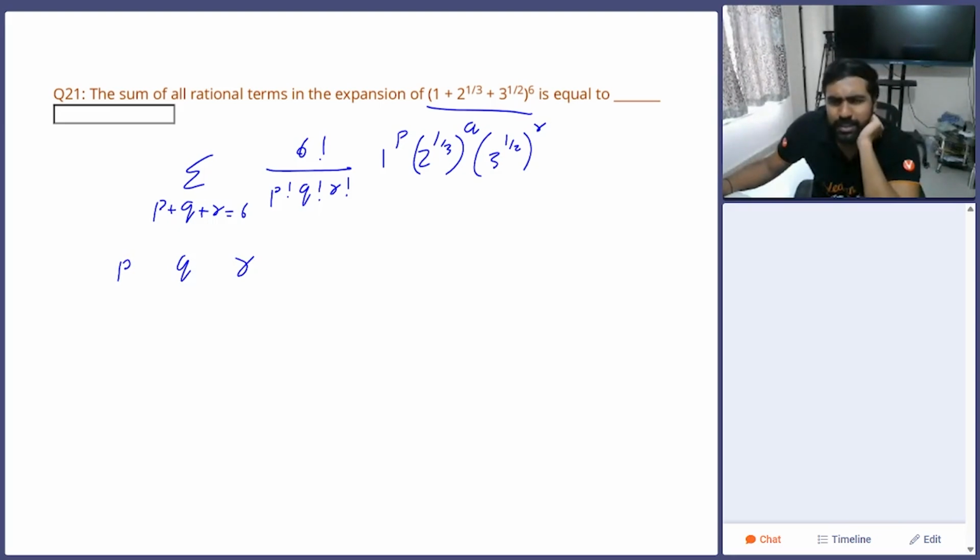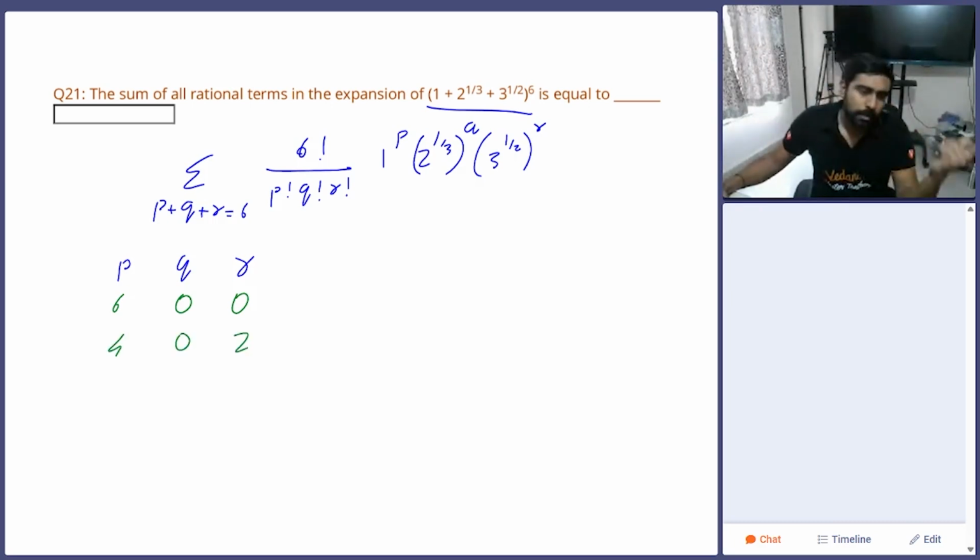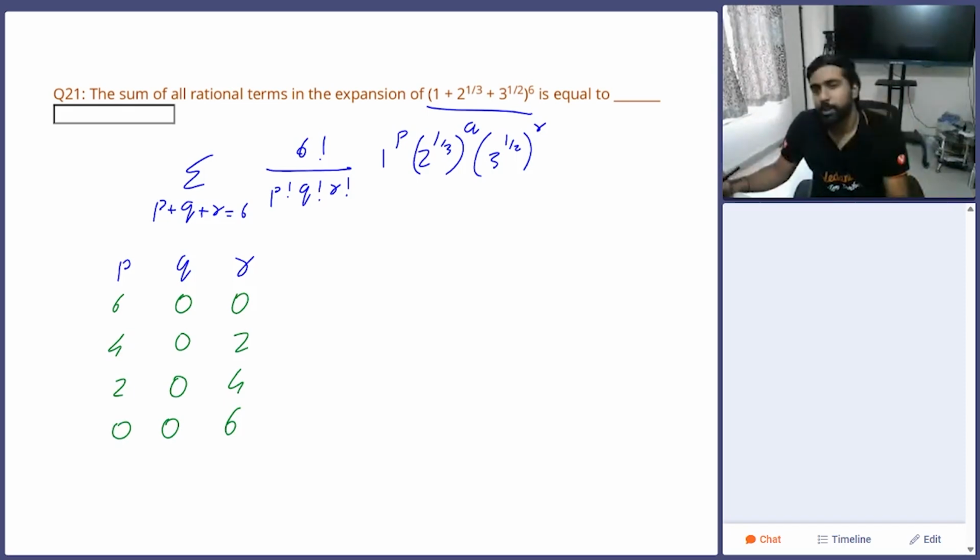Now, p can be anything. The only condition is that p plus q plus r should be equal to 6. So let's take some values of q and correspondingly we can get the values of r and p. First of all, let's say that q is equal to 0. Then r can be 0, because 0 power 1 by 2 is perfectly fine. If q is 0 and r is 0, p will be equal to 6. Then I keep q as 0 and change r; I need even numbers, right? r is 2, p will become 4. Q is 0, I can take r as the next multiple, which is 4, p is 2. Q is 0, r I can take as 6, p becomes 0. So I have fixed q equal to 0, and these are all the possibilities.